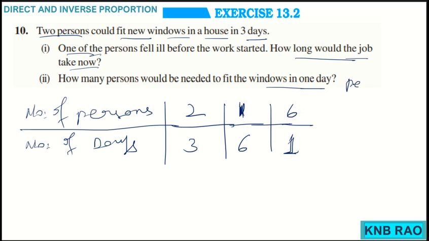So, here 6 persons, how many persons? 6 persons required. Here in how long? This 6 days. So, that is the way of solving. It is an oral question in fact.